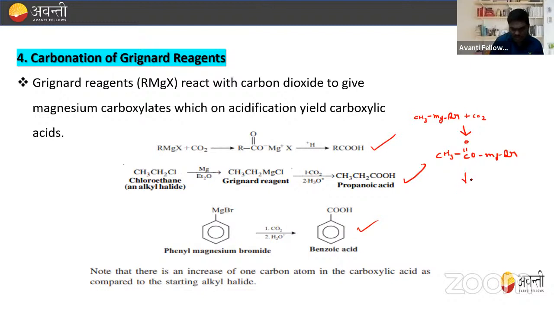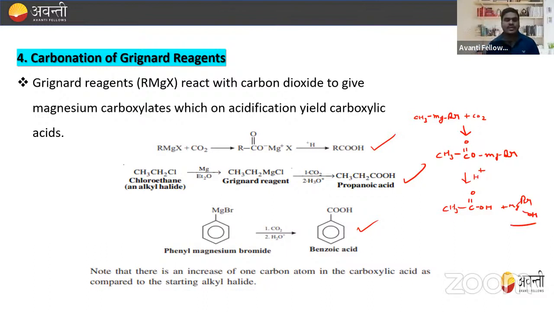Now on further hydrolysis, MgBrOH will be removed and we'll get CH3, C double bond O, this is O and H. And what is left is nothing but MgBr and OH. Right.